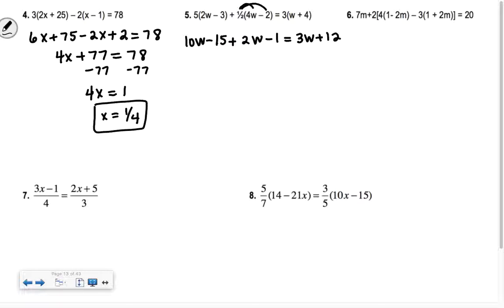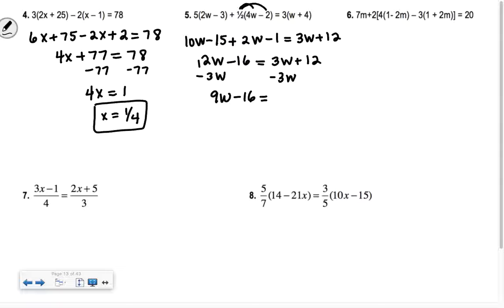Combine our like terms on each side. So I have 10w plus 2w is 12w. Negative 15 minus 1 is negative 16. Typically when I'm deciding what side to subtract the variables over to, I think about what's going to give me a positive number. I don't really like to deal with negatives if I don't have to. So I would subtract the 3w over, so that way I have a positive 9w. If you subtract the 12w on both sides, you get negative numbers.